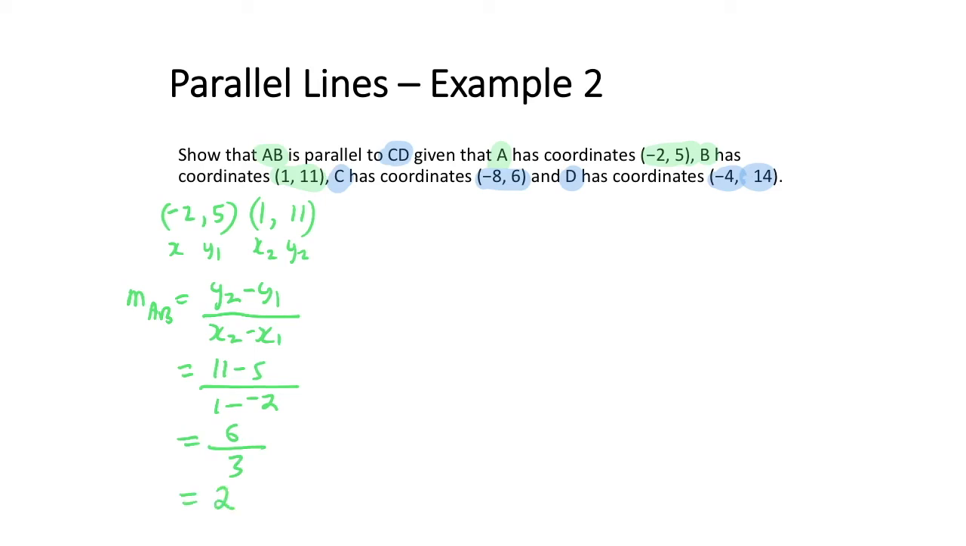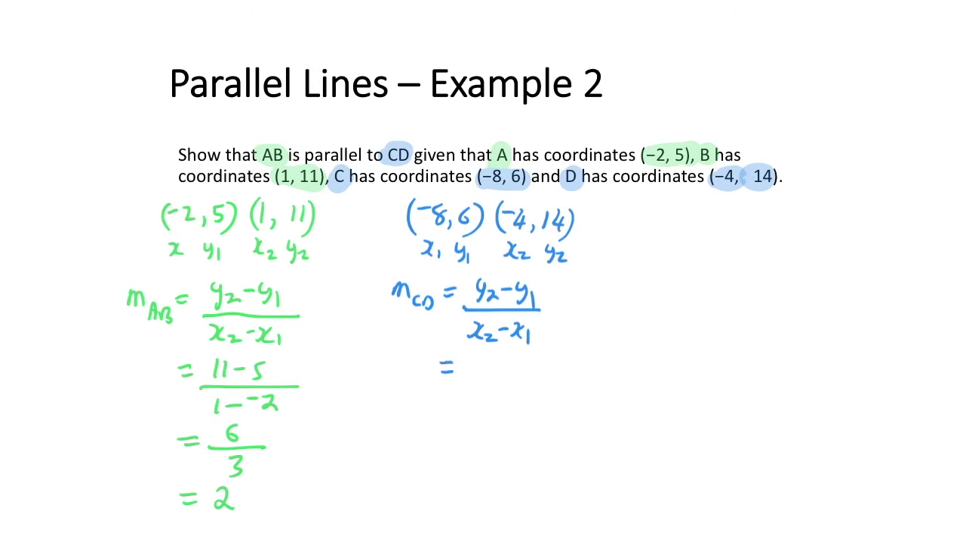I'm going to follow the same process for line CD, starting off with writing my coordinates, -8 and 6, -4 and 14. I'm going to label them x1, y1, x2, y2. Now I'm going to calculate the gradient of CD, starting off by writing the formula, y2 minus y1 over x2 minus x1, and substituting in my values. So 14 minus 6 over -4 minus -8. That is going to equal 8 over 4, which equals 2.